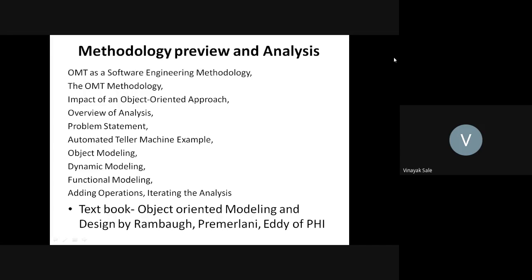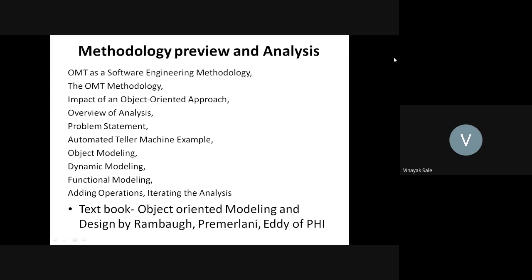Okay, 15 days ago, we started chapter 4, methodology, preview, and analysis. In this chapter, we have studied some part. Let us review that part and start our next lecture.